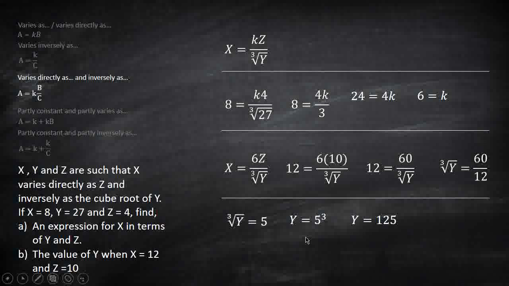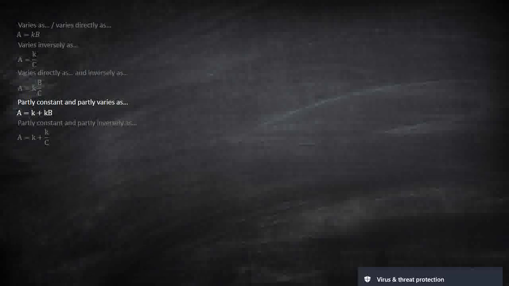5 cubed is 5 times 5 times 5, which is y. That is the answer for you.